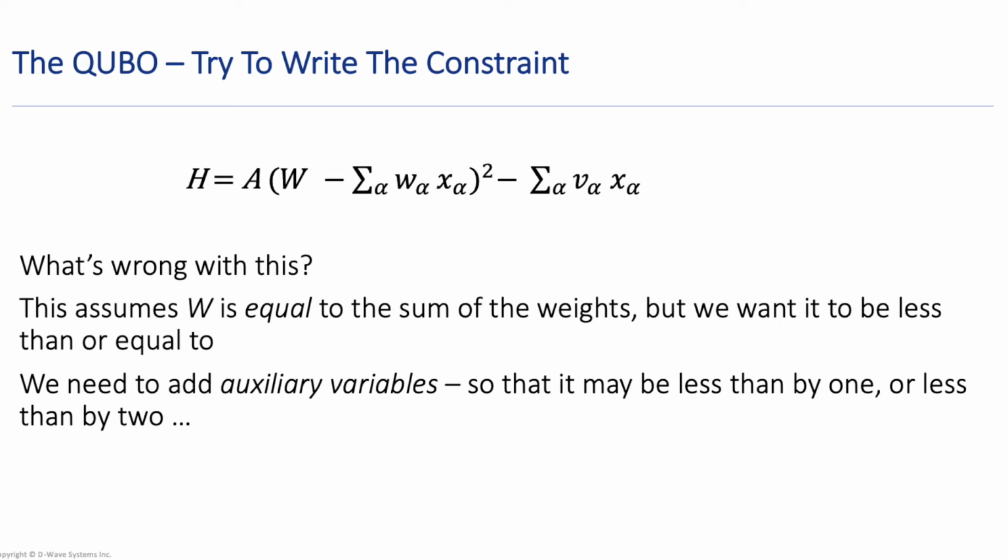This is assuming that W is supposed to be equal to the sum of the weights. But we want it actually to be less than or equal to. Remember that from a few moments ago. So what we have to do is add what are called auxiliary variables so that it might be less than by 1 or less than by 2. In other words, if I've got a 40 kilogram pack, well, that's a big backpack, but in any case, I could have 39 or 38 filled up to that point, and that would be good enough. So the less than or equal to is important in this solution.